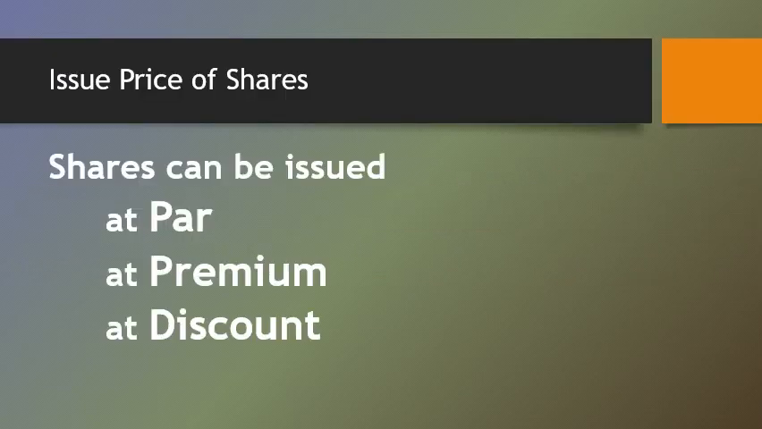In this part 4, we are discussing the different methods of issuing shares. I mean different pricing methods of issuing shares. Shares can be issued at par, at premium and at discount. In this part, we'll be dealing with how these shares can be issued at par, at premium or at discount, and the accounting treatment in these three categories.